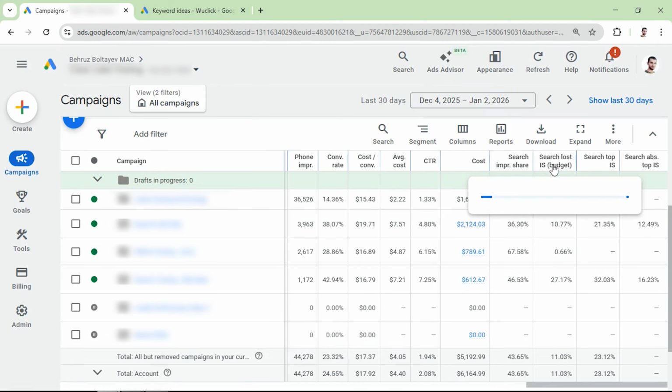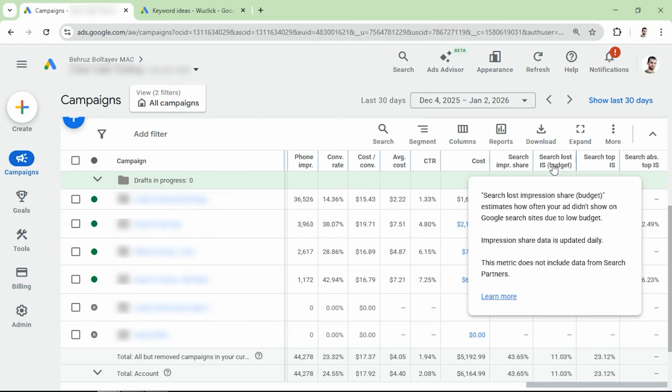And if you're going to hover over that and read what it really means, search loss impression share budget, which means estimates how often your ad didn't show on Google search sites due to low budget. Impression share data is updated daily. This metric doesn't include data from search partners. So that means it mostly includes the data from Google search.